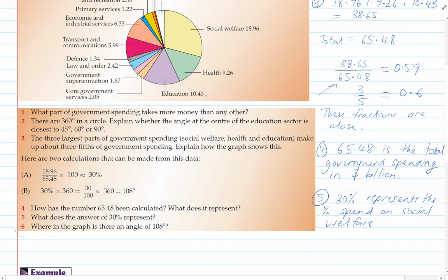Okay, our last question says, where in the graph is there an angle of 108? So if 30% represents social welfare, and we times that by 360 to get 108, that means that this angle here must be 108 degrees, and so that's our answer for 6, that 108 degrees is the angle for the social welfare part.